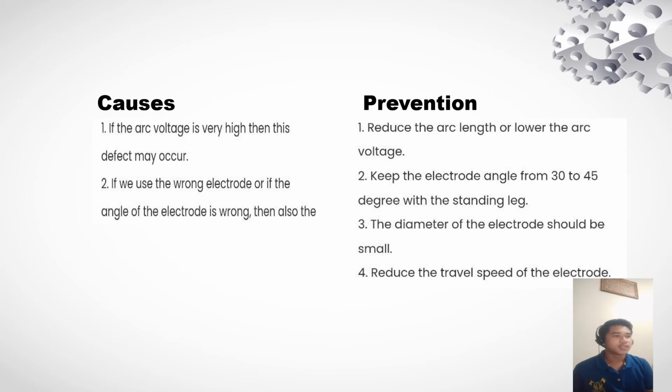Punca berlakunya ialah if the arc voltage is very high, then this defect may occur. Yang kedua, if we use the wrong electrode or if the angle of the electrode is wrong, then also this is the cause. Prevention: reduce the arc length or lower the arc voltage. Second, keep the electrode angle from 30 to 40 degrees with the standing leg.